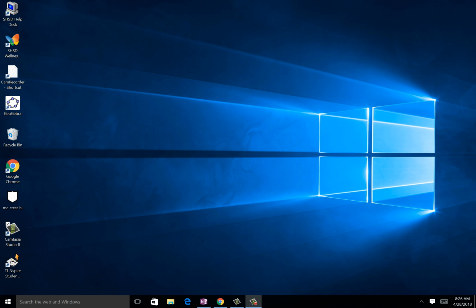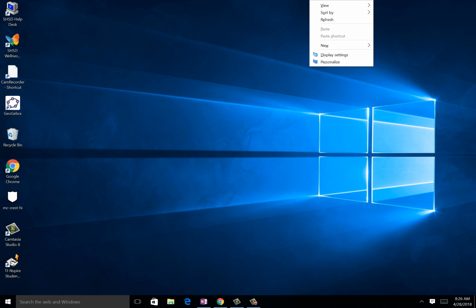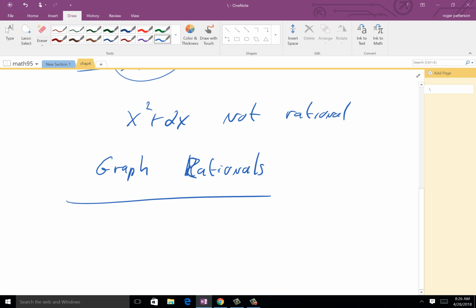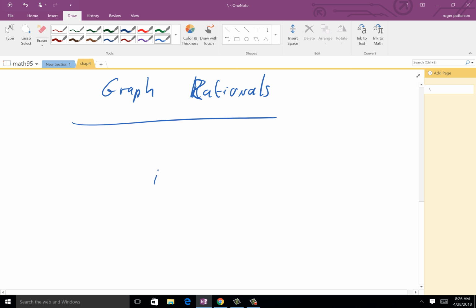They do have some differences, and some of them will look a little different, but they're all going to have some sort of a loop there. So let me go back to this. A rational graph.